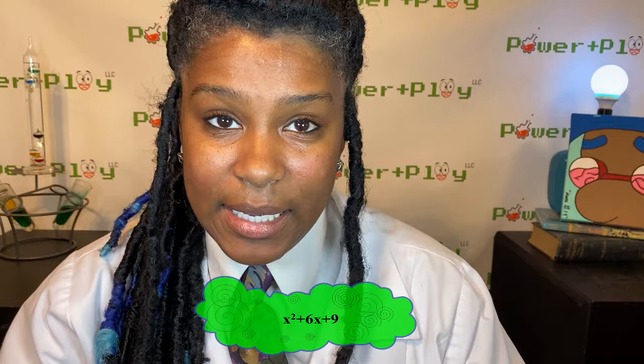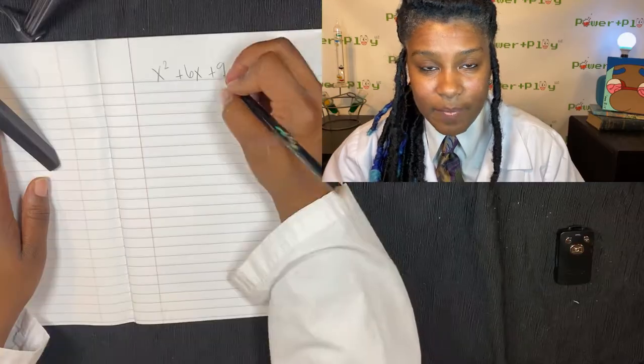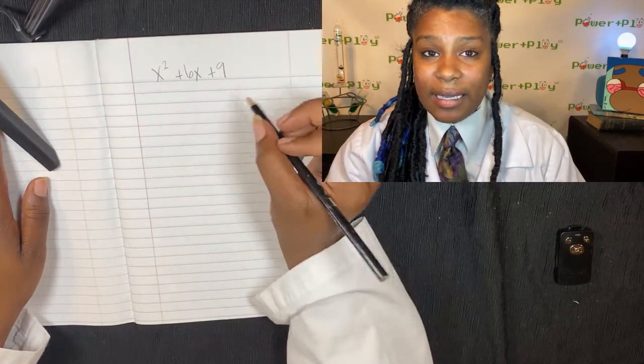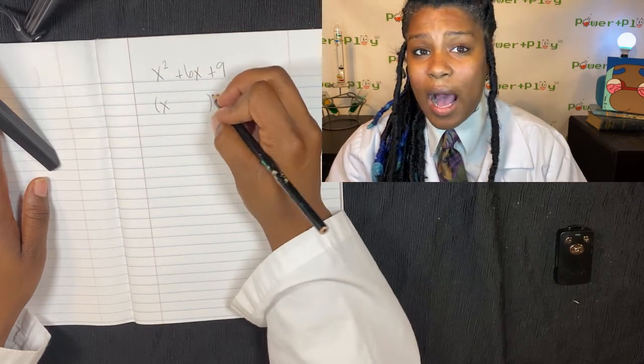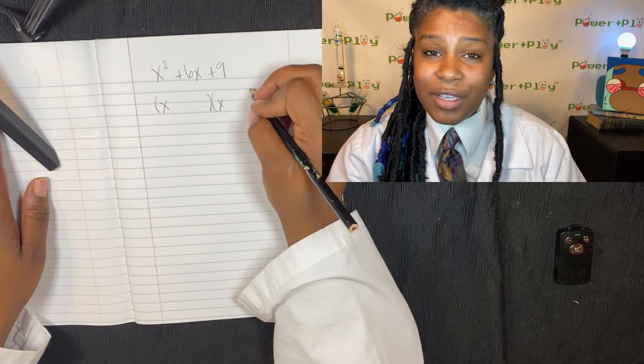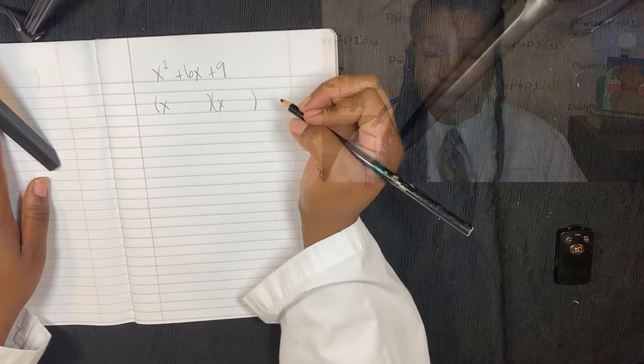Okay, so today we're going to talk about factoring polynomials, okay? So in our example, we're going to use x squared plus 6x plus 9, okay? So we're first going to look at our first factor, okay? We only have one option for our factored polynomial for the first term.